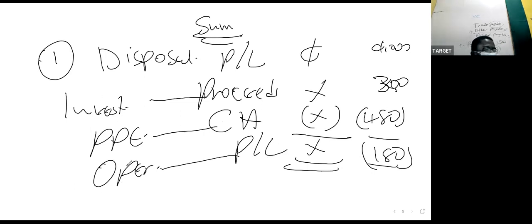Always, they must give you 2 at a time. So take note of this, 2 at a time. We'll never give you all the 3. Sometimes we'll not give you the current amount, you find the current amount. Sometimes we'll not give you the profit or loss. So I'm done with note 1, agreed.